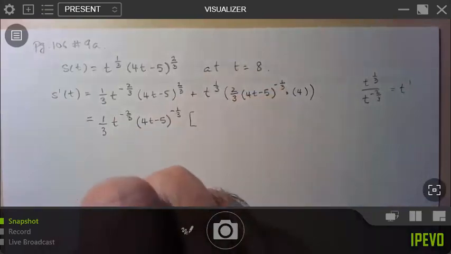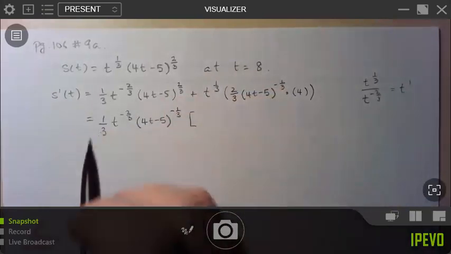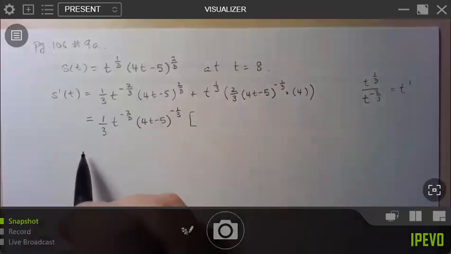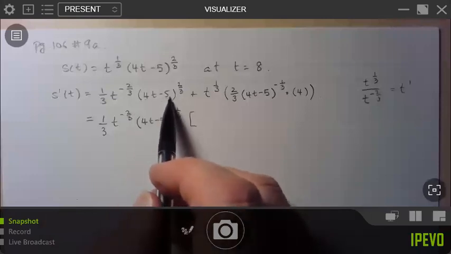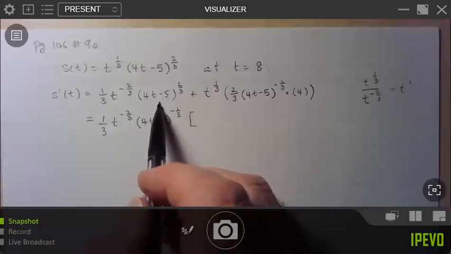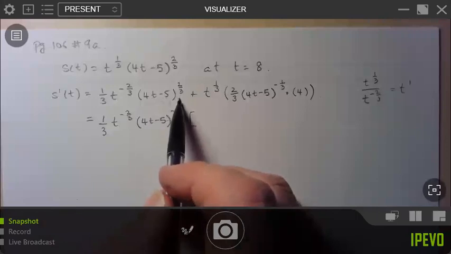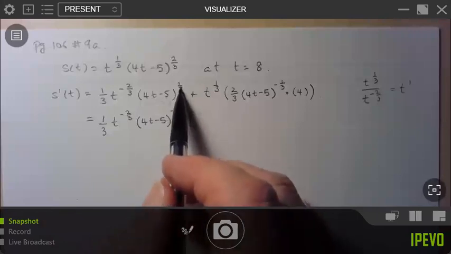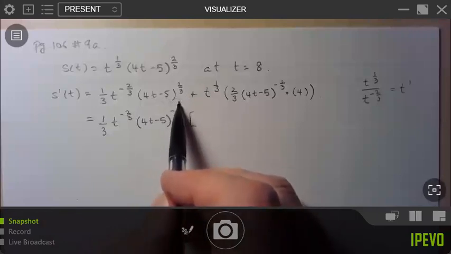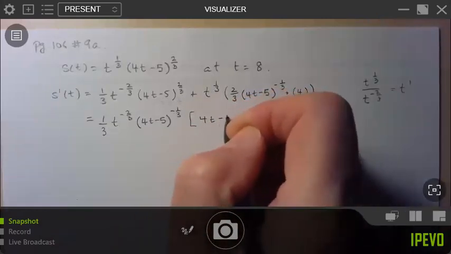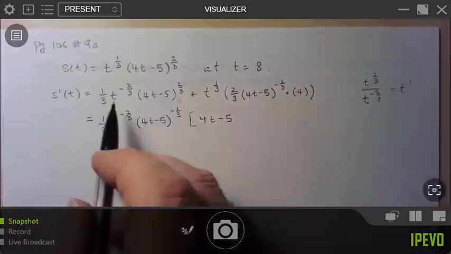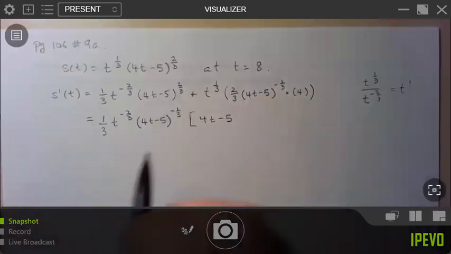No? All right. So let's move on. Let's see what we have. The 1/3 gone. The t to the negative 2/3 gone. Now what happens here when I divide this out by 4t minus 5 to the negative 1/3? What is 2/3 minus negative 1/3? It's just 1. So I'm just going to be left with 4t minus 5. That's all I'm left with here, this nice expression.